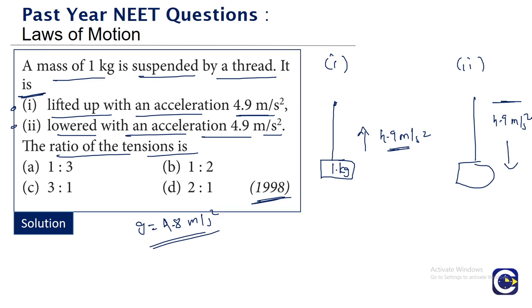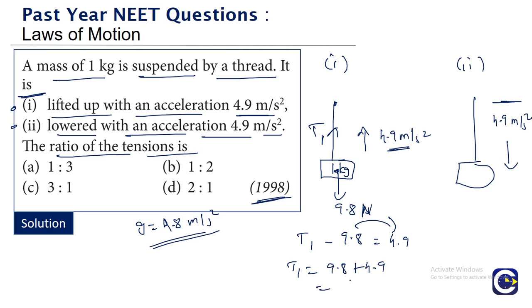Okay, now look at it. This 1 kg block will have its weight. Weight means 1 kg into g, which is 9.8, which means 9.8 newtons will be acting downwards. That is the weight. And there will be tension. It is going up with an acceleration, so what is the relation? Let us call it T1. So T1, upward force, minus downward force 9.8, is equal to the mass of the object into acceleration, 1 into 4.9, which is 4.9. So T1 is equal to, the 9.8 will go to the right side, minus becomes plus, so 9.8 plus 4.9. How much is it? It is 14.7.